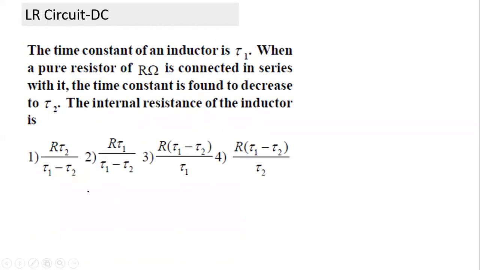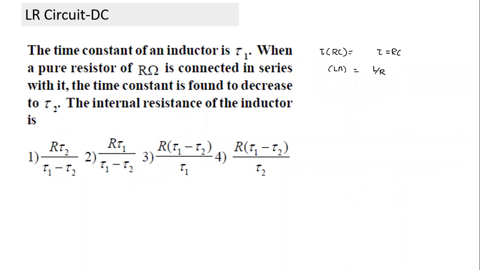Now coming back to the question of time constant, we have dealt with time constant in the case of an RC circuit. Here also we'll go through some questions on time constant. Just to quickly recap, in the case of an RC circuit, the time constant is equal to RC. But in the case of an LR circuit, the time constant is equal to L by R. So what is given here? This also is a fairly simple question.